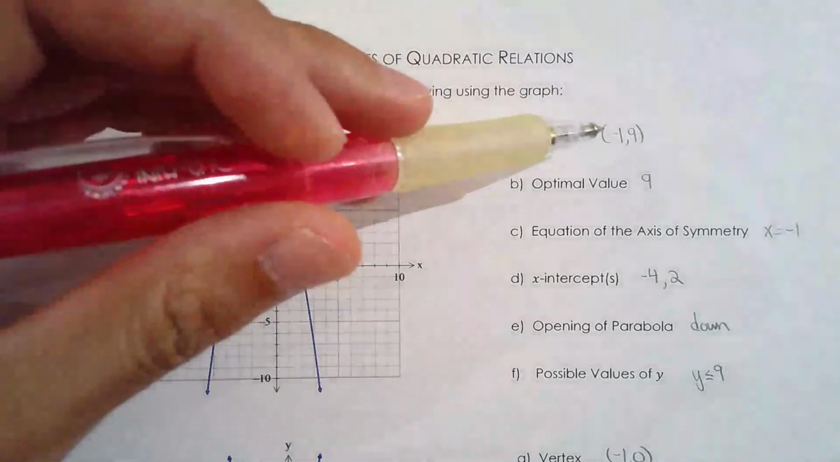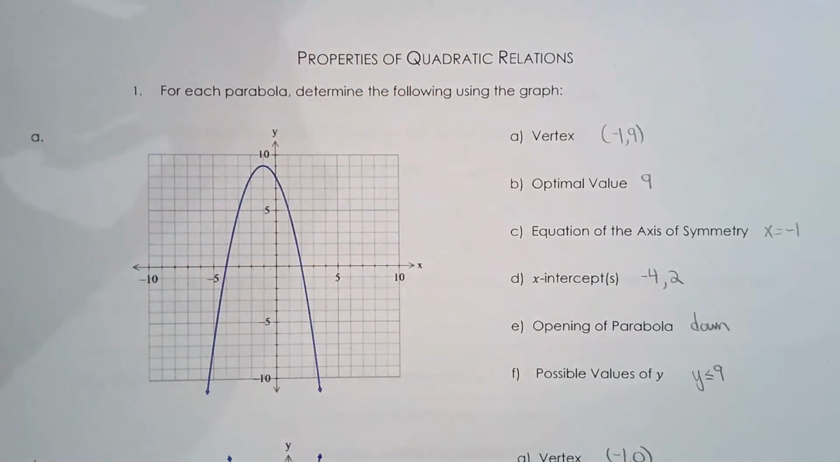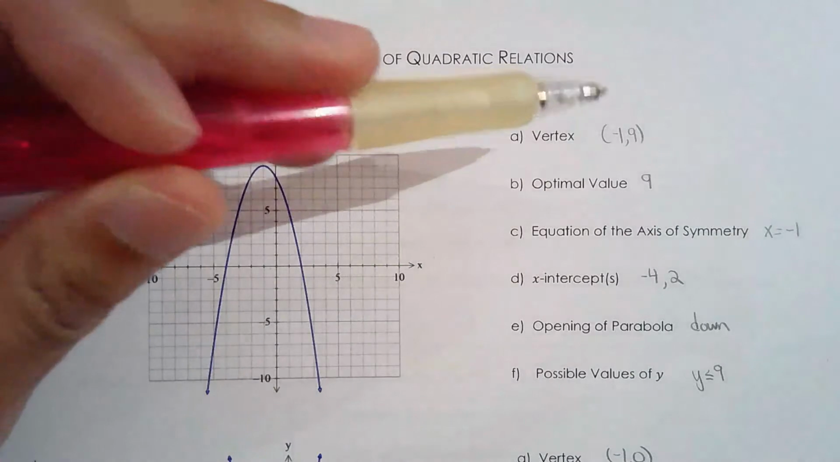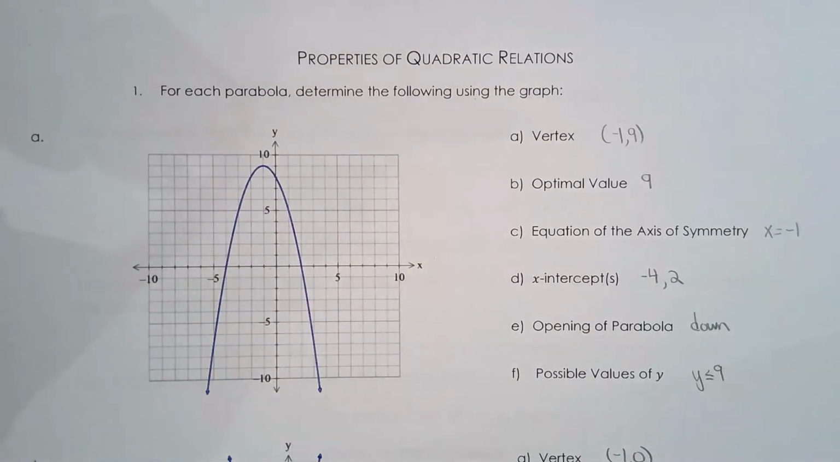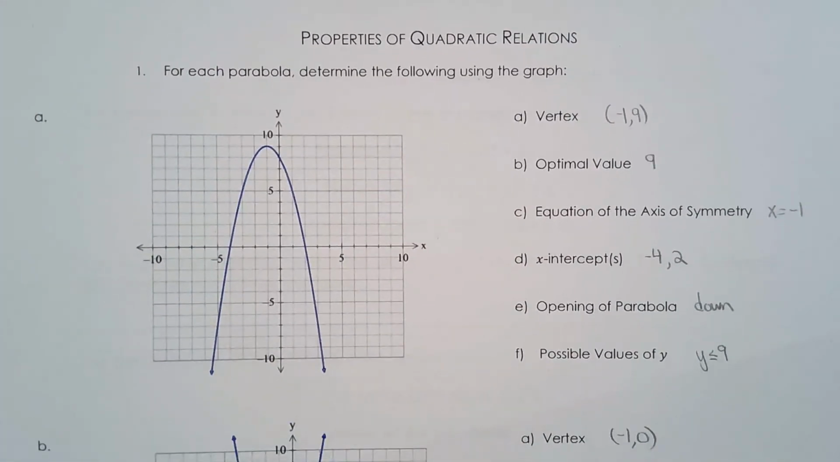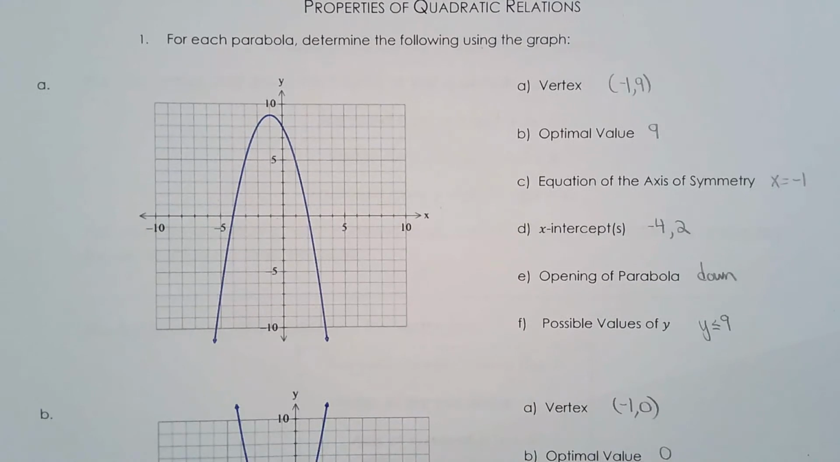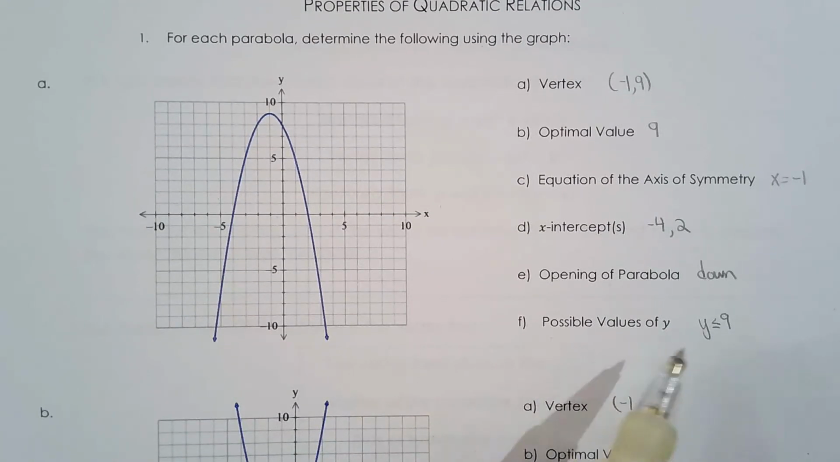So if the vertex is negative 1, 9, the optimal value must be 9. And if you know the vertex is negative 1, 9, you also know that the axis of symmetry is x equals negative 1. X-intercept, not much to say. Just look at the graph. It's clearly opening down.